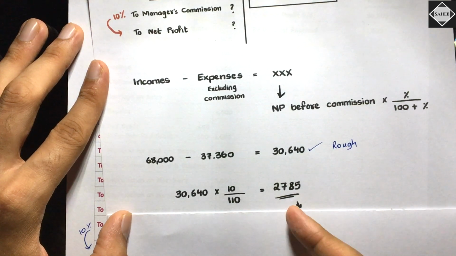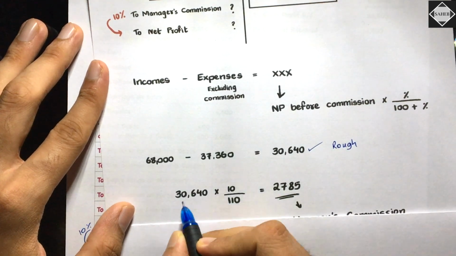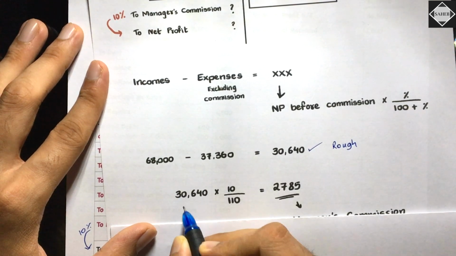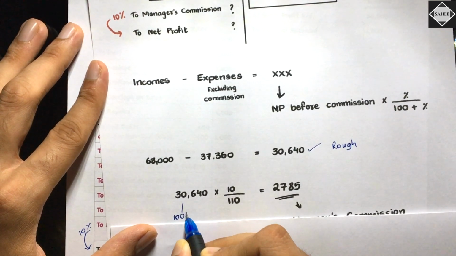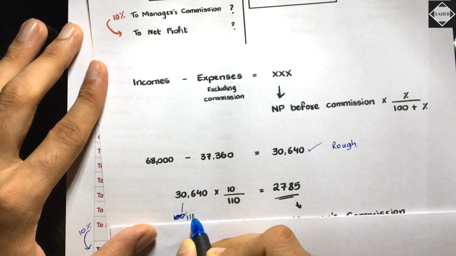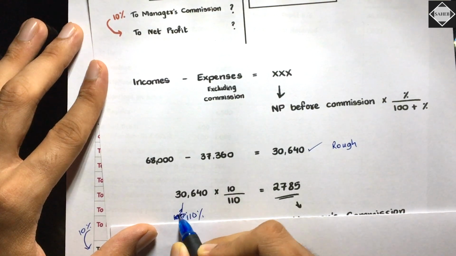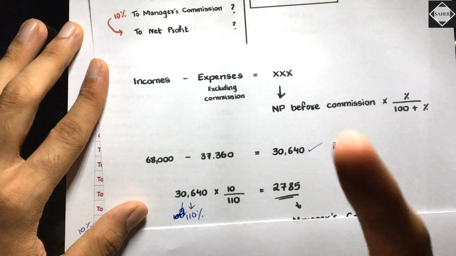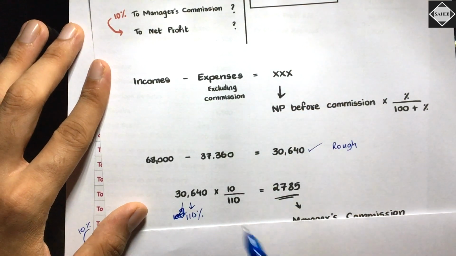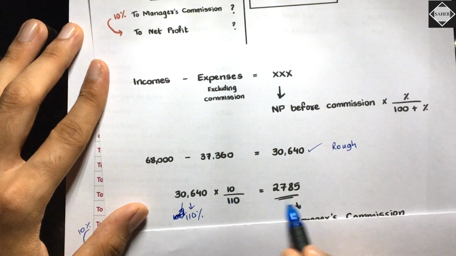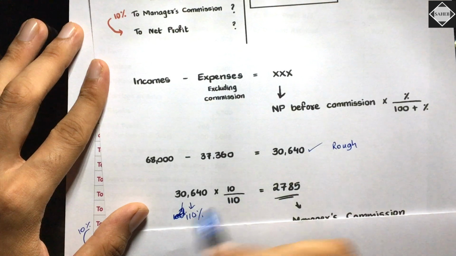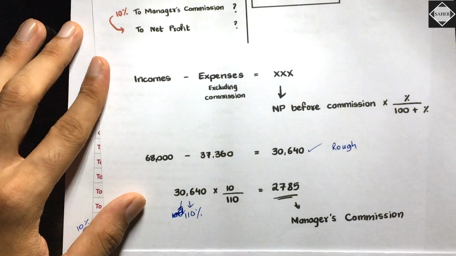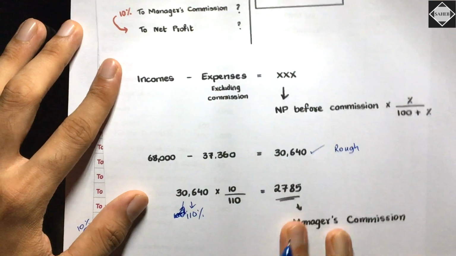So what is the logic? The logic is really simple. This 30,640 is at what? It is at 110%. So if we divide it by 110, we get 1%. Then if we multiply with 10, we get the manager's commission. If we multiply by 100, we get the true net profit. That also you can do. So we got manager commission 2785.